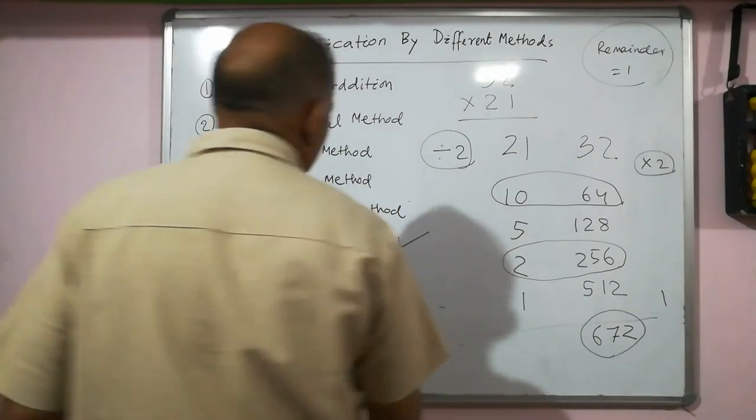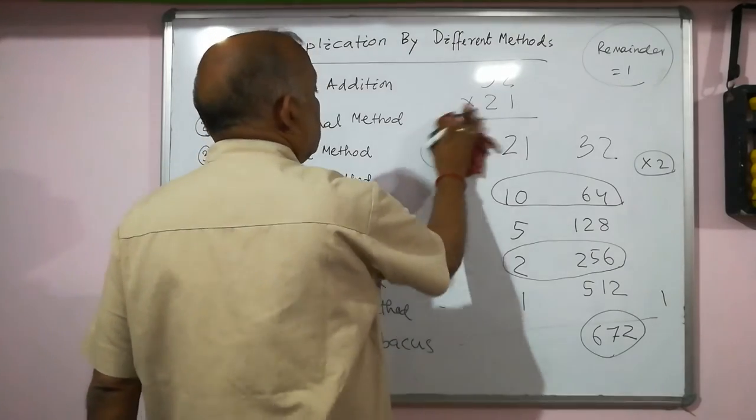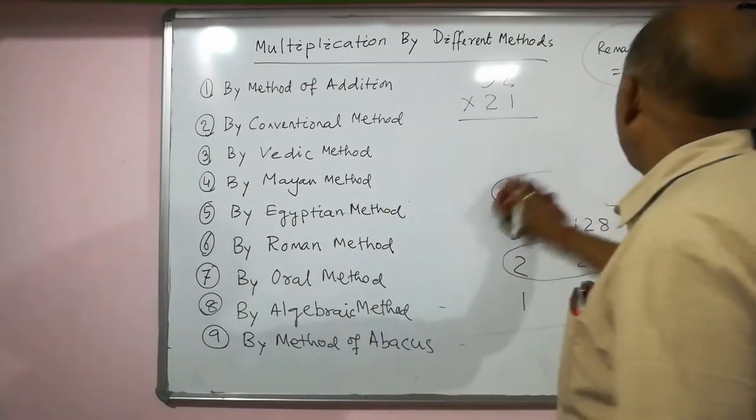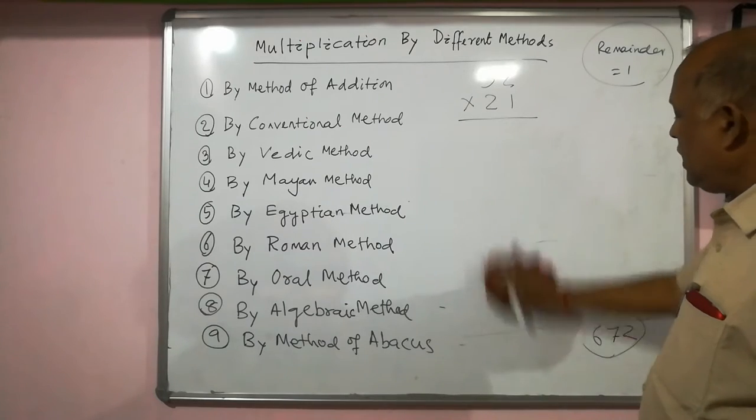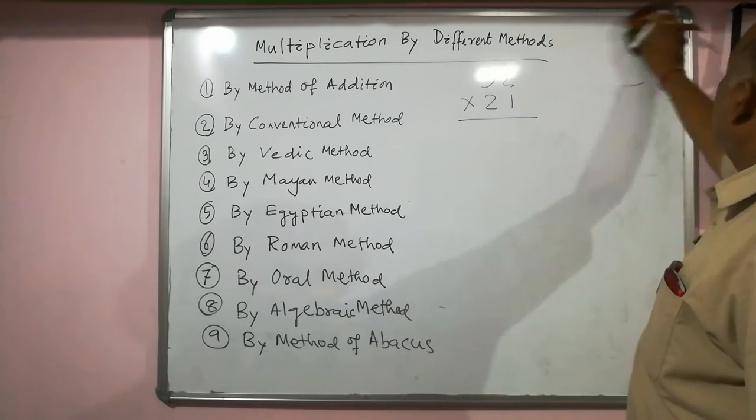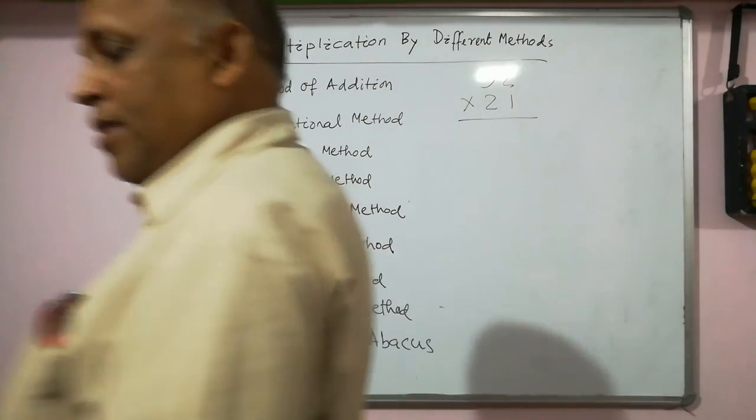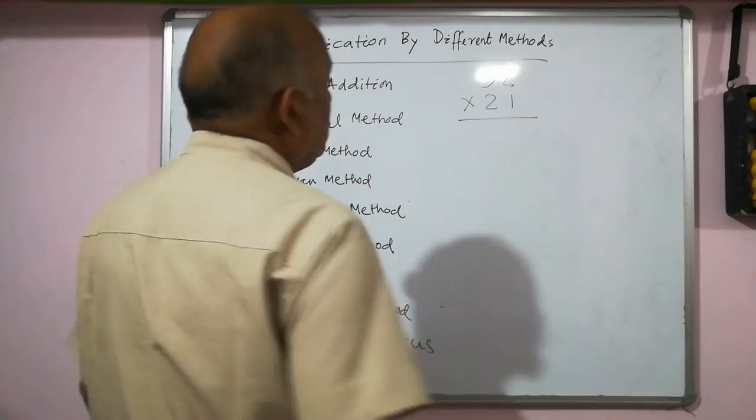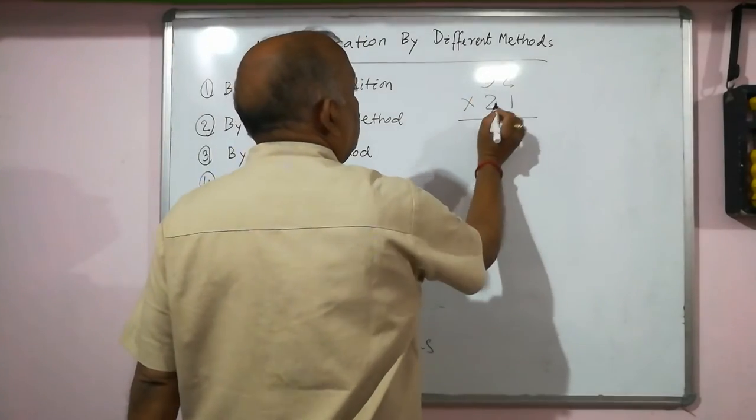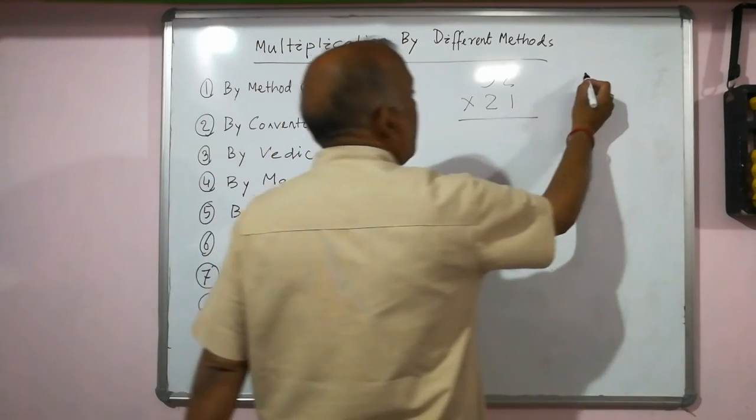Then after the Roman method, now the oral method. By the oral method, by looking at the digits, we can do multiplication orally and quickly. What is that? You see, this is 32, this is 21. 32 means it is 30 plus 2.